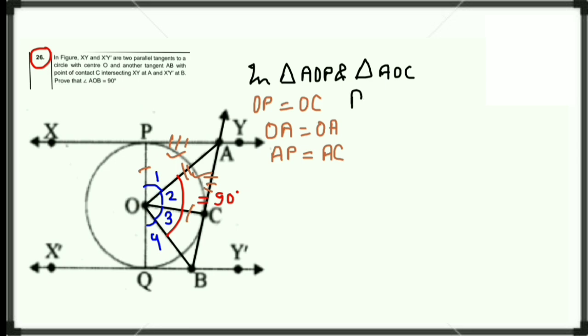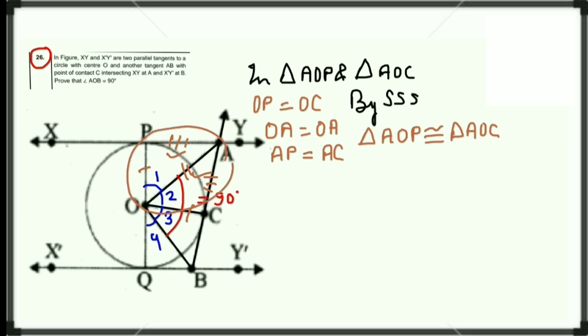So here, by SSS or side, we can conclude these two triangles, triangle AOP congruent to triangle AOC. And if these two triangles are congruent, then we can conclude angle 1 equal to angle 2 by CPCT.